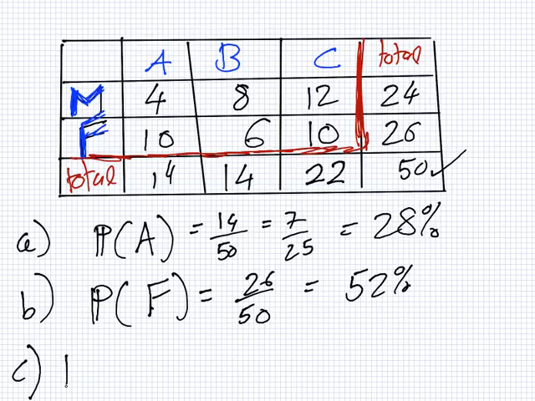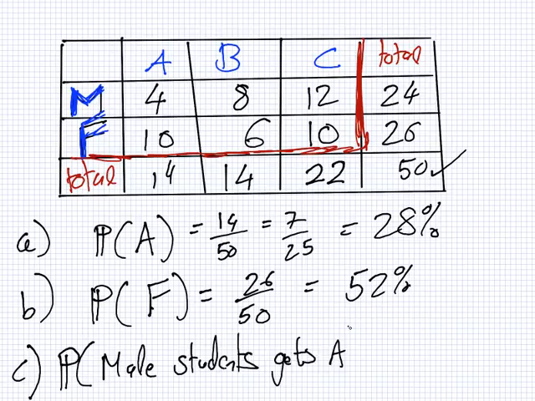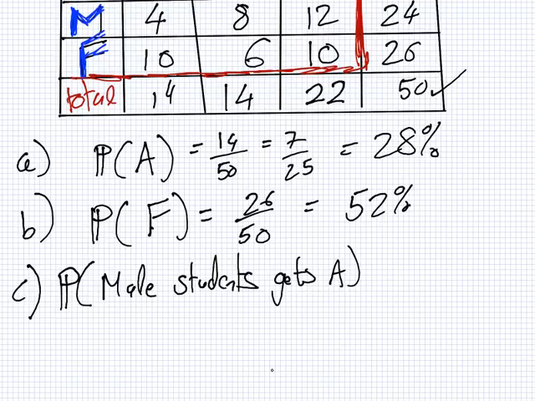So, the probability that a male student gets an A. So what I mean here, just to be clear, is that if you take a male student, he'll get an A. So you already know it's a male student. You've picked a male student out of the class. What's the probability he'll get an A? Write it as a percentage there.